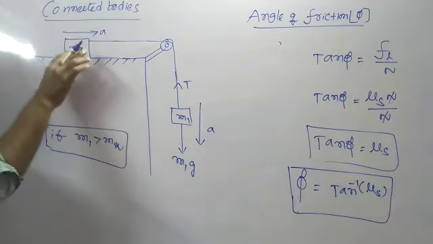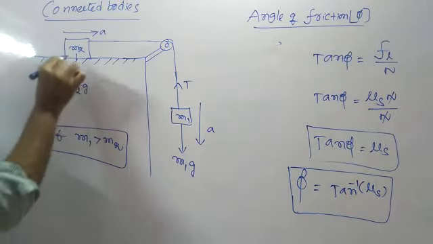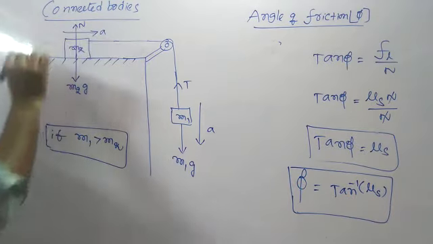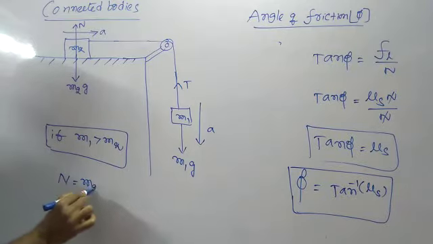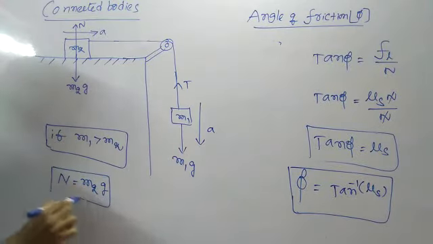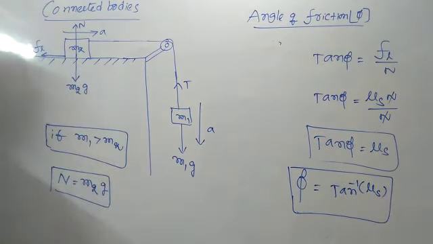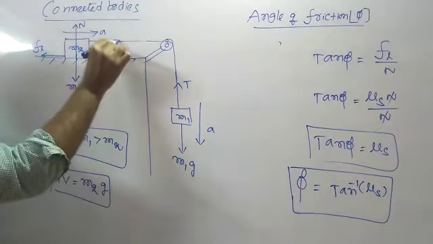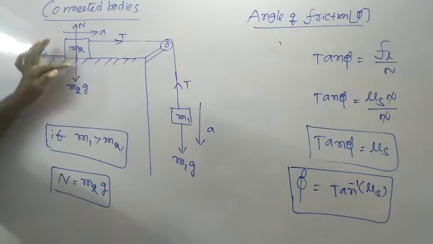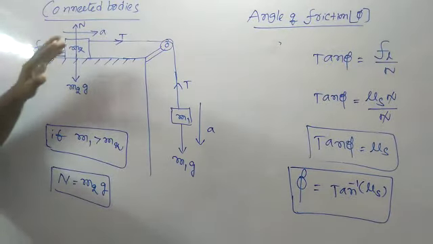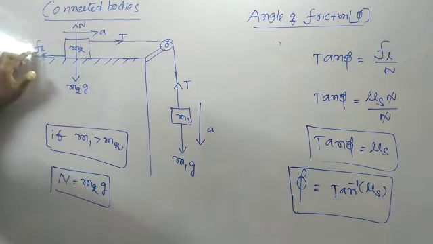On M2, the forces are weight M2G, which balances the normal reaction. Here normal reaction is equal to the weight of the block on the table, N equals M2G. And there is friction, the limiting friction, between block and rough table. Tension in the string is away from the block.